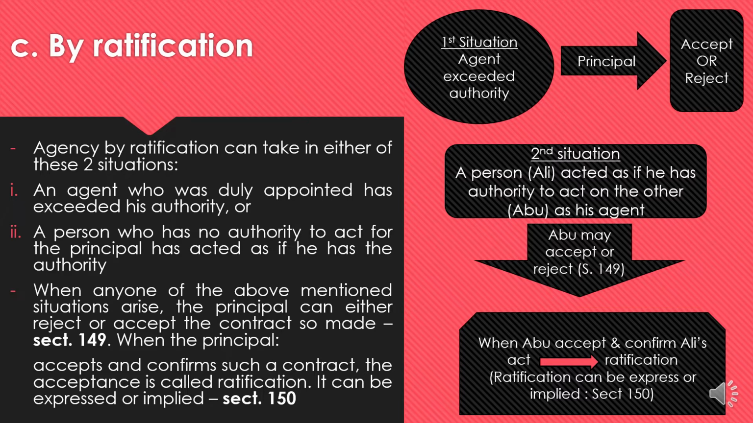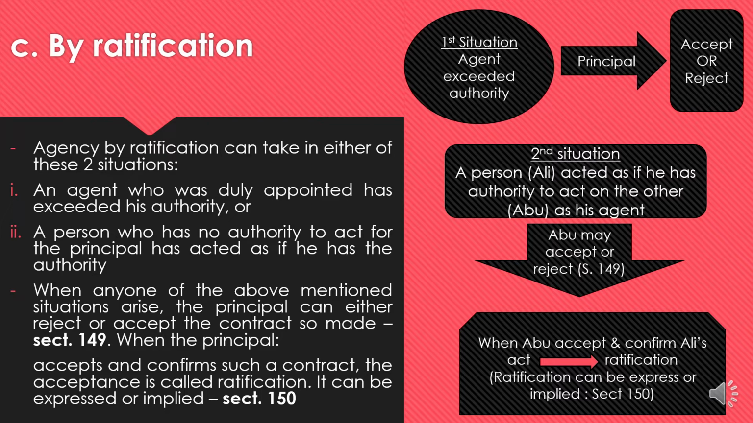Okay, now, an agent was appointed. A appointed B. B is A's agent. However, A told B, you can make dealings but not more than 100,000 ringgit. However, B made some dealing exceeding 100,000 ringgit. So he exceeded his authority. Number one, an agent who was duly appointed has exceeded his authority.